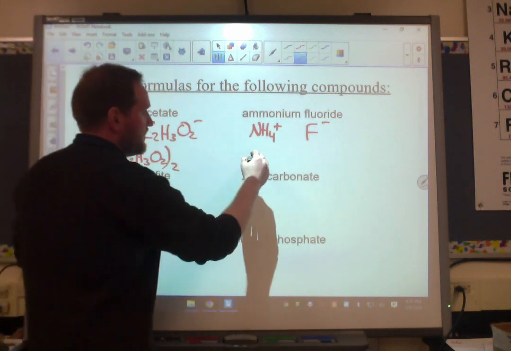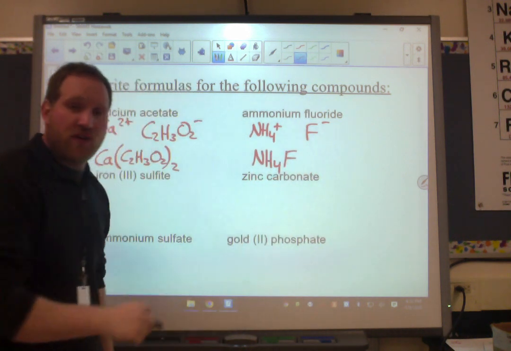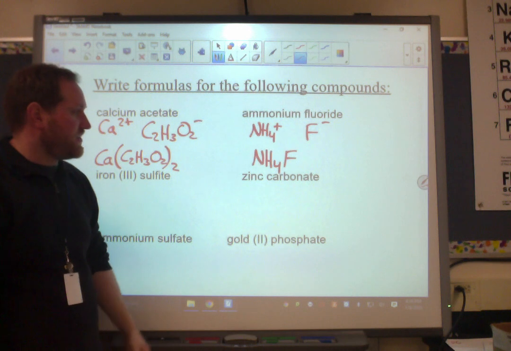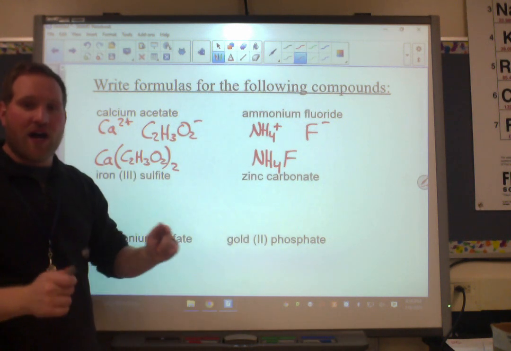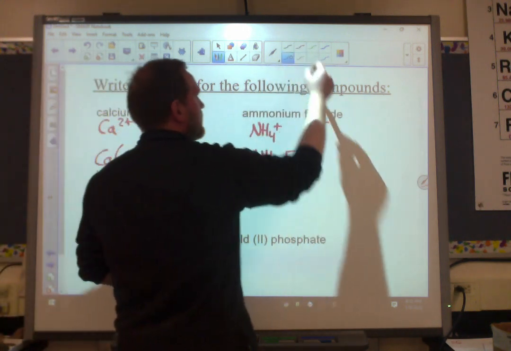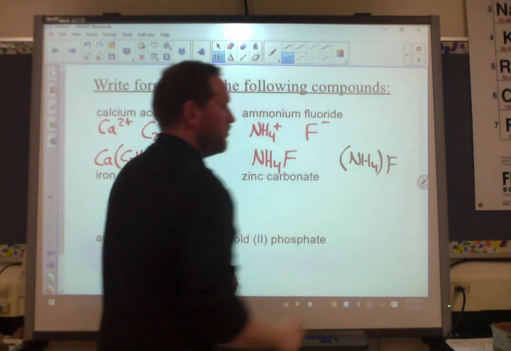You simply crisscross it, and we write NH4F. Do we need parentheses? No. In fact, parentheses would make this wrong. There is only 1 ammonium here. You do not use parentheses. This would not be correct. That would be wrong.